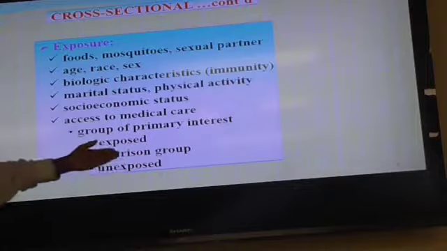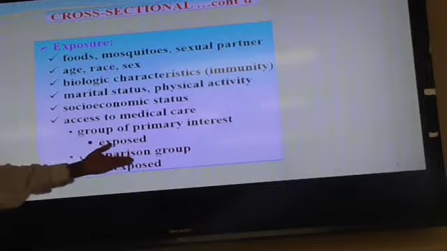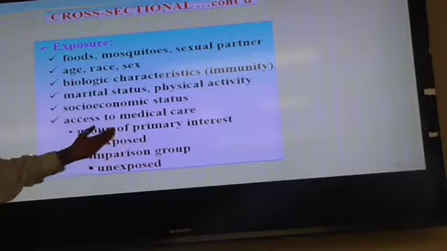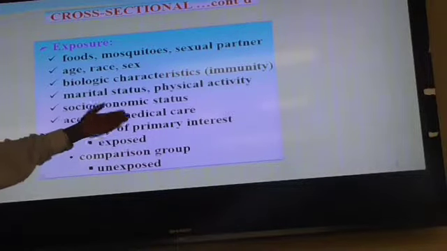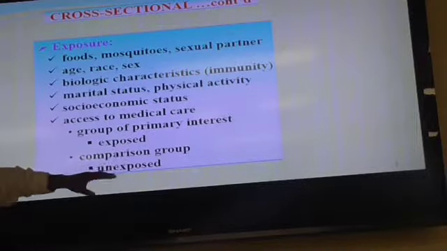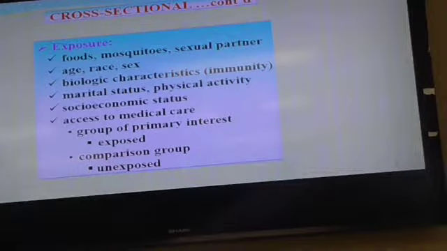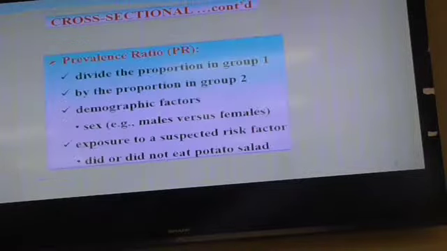Then the other group, if the people with access to medical care are what? They're just the comparison group. So what you are trying to ascertain is what? Lack of access to medical care compared to those with access to medical care. So the other is the comparison group or unexposed. So exposure is really a very loose term. So you really have to understand that.